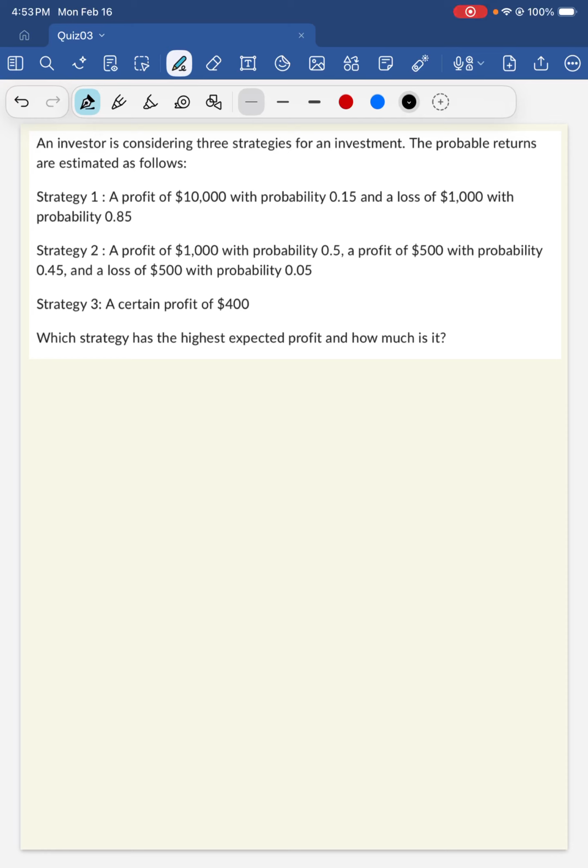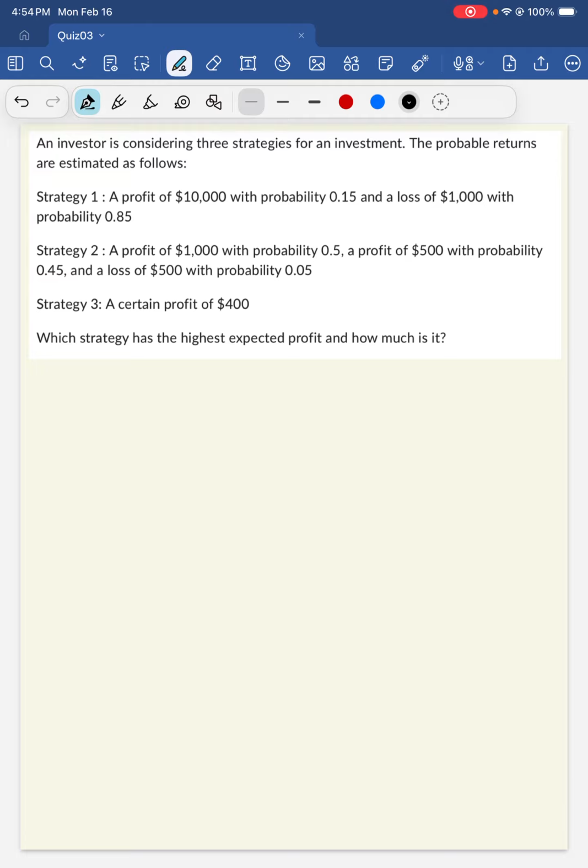An investor is considering three strategies for investment, and the probable returns are estimated as follows. The first strategy returns $10,000 with 15%, but it can incur a loss of $1,000 with probability 85%. The second strategy gives you $1,000 with 50%, $500 with 45%, and negative $500 with 5%. And finally, the third strategy gives you a certainty of $400. Which strategy has the highest expected profit, and how much is it?